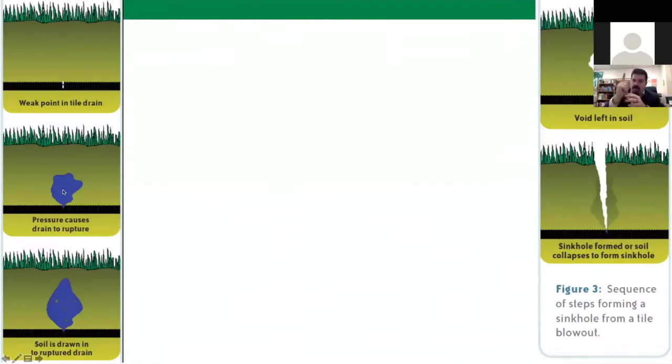The water's trying to find a way out, to alleviate the pressure. And then as we go on the right here, it reaches the surface, and we've got this void in the soil. And then what we have are these sinkholes. If these are created, that is a direct conduit into the tile drain. So we want to avoid those happening. Proper outflow and good ventilated inflow are the keys to preventing this.